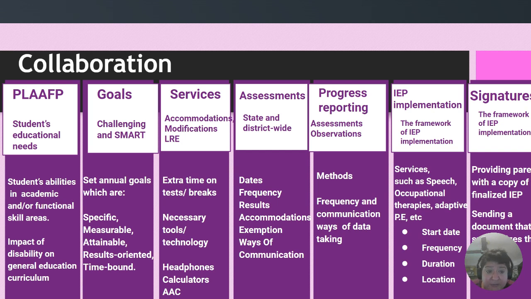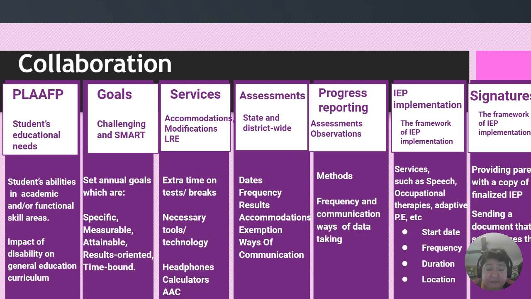The framework of the IEP implementation should also be discussed during the IEP meeting. We need to see what kind of services students need. Maybe they need speech therapy, occupational therapy or adaptive PE. Based on these services, we also need to discuss the start date, frequency, duration, and location. We need to be very transparent and explicit, because not everything in the IEP is very clear for parents.